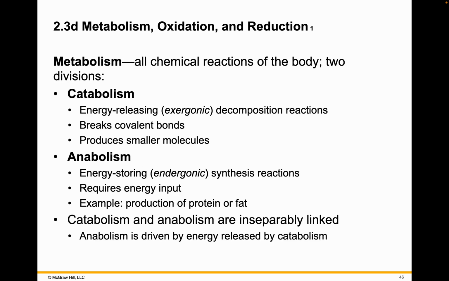All of these chemical reactions are collectively known as metabolism. And metabolism can be broken down into two types of reaction. Catabolism, which is an energy-releasing decomposition reaction, breaks covalent bonds and produces smaller molecules. The other side of the coin is anabolism, energy-storing synthesis reactions. They require energy input, and they're going to produce things like proteins and fats. So catabolism and anabolism are inseparably linked. The energy for anabolism comes from catabolism.